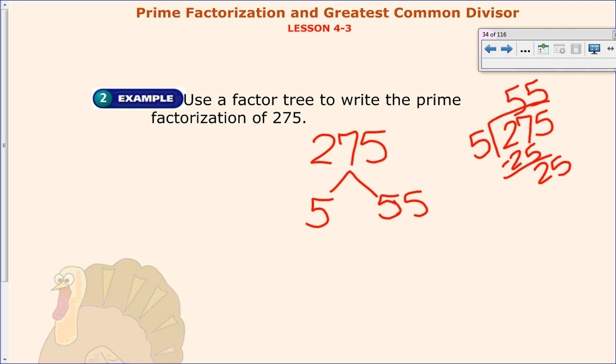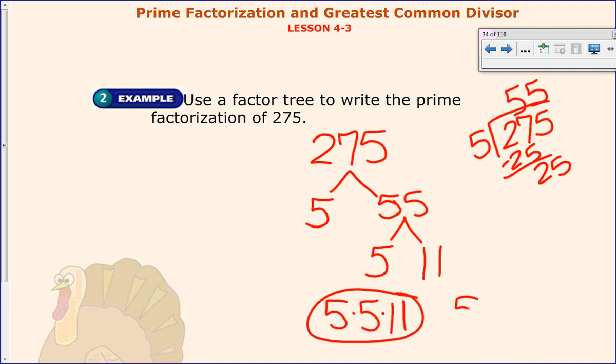Well, 5 is a prime number, so I'm done there. But 55 I can break down into, again, it ends in a 5, so I know 5 goes into it. So 5 times 11. And I take a look, well, 5 again is a prime number. The only way to get it is to do 1 times 5. And then I have 11. 1 times 11. Well, that's the only way to get it. So my answer here is 5 times 5 times 11, or 5 squared times 11.